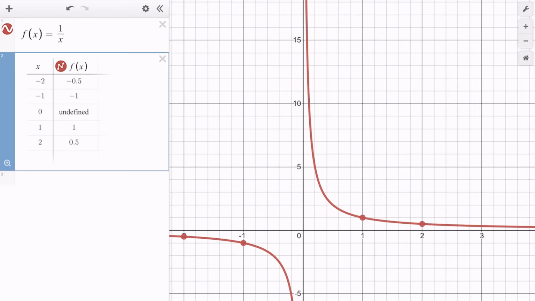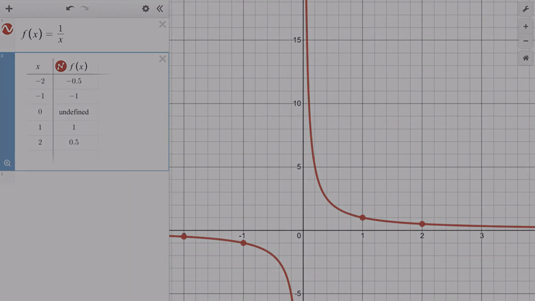Over on the left-hand side, you see a table of values for some of them entered into the formula. If you want to expand that, you can. But again, it's important to note that at the origin, it is undefined, does not make sense.